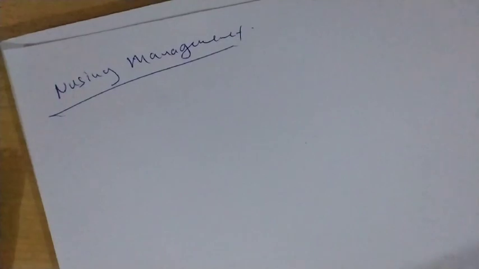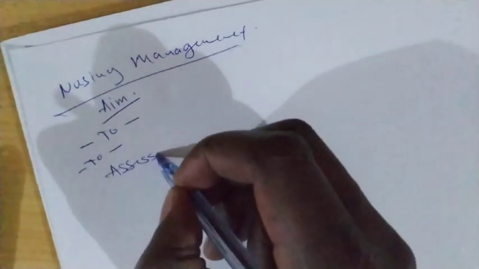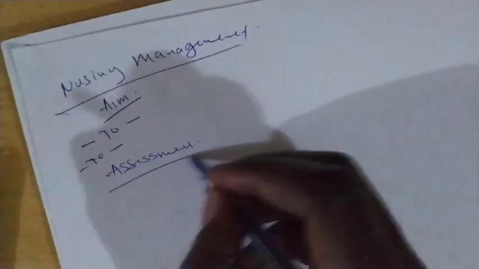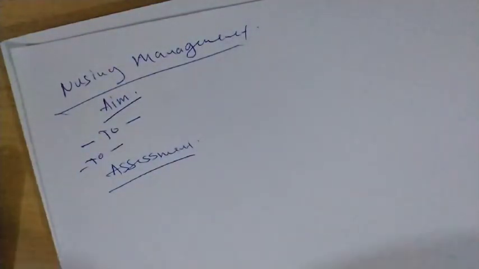This one is the general nursing management. Then you write your name to this. And then we come to assessment. And then under assessment, we have history taking.